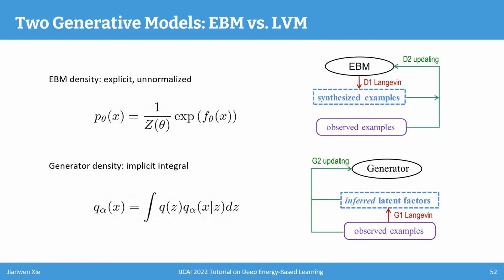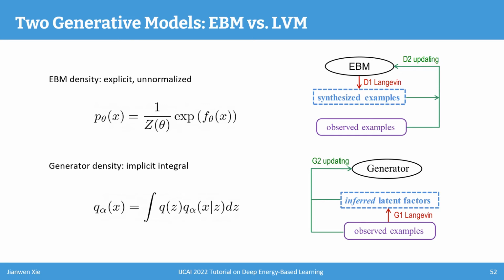The training algorithm for the generator alternates Langevin inference and reconstruction. It is similar to the EM algorithm, where the Langevin inference can be mapped to the E step, and the reconstruction step can be mapped to the M step. It is an unsupervised learning algorithm because the latent factors are unobserved.